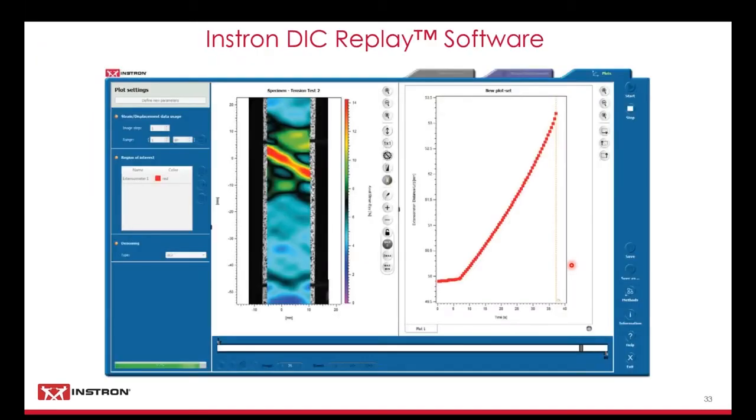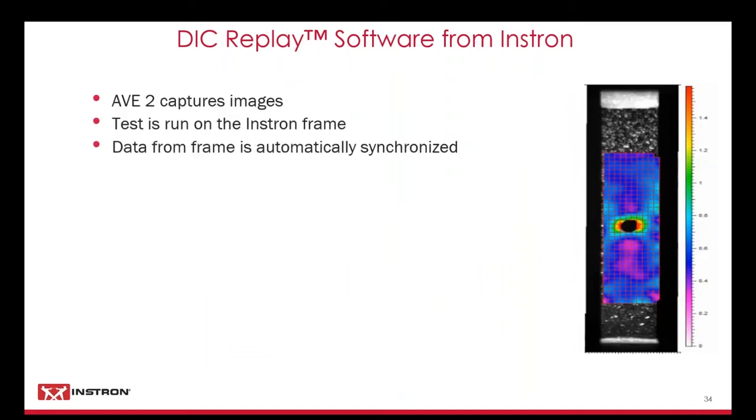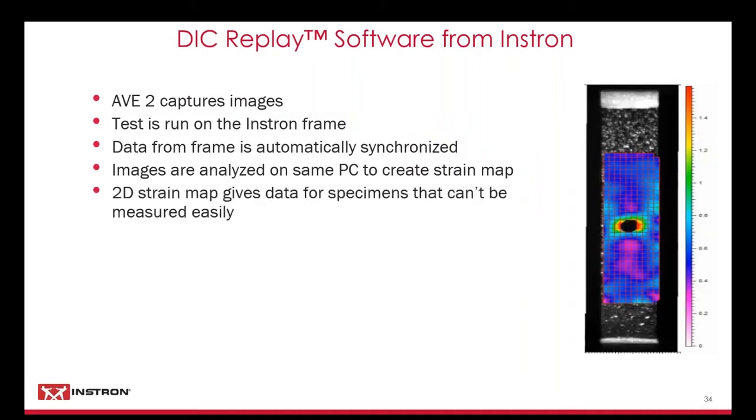So that brings us to the Instron DIC replay software, which I'm not sure if some of you may have seen. We've had it out for 6-7 years now, or more, 8. So the idea here is that it gives you a nice little wizard to walk you through from images to actually getting data from a strain map. And I'll probably reiterate some things that I've already said, but the AVE2 will capture the images. The test is run on an Instron frame, so the data from the frame is automatically synchronized. The images are analyzed on the same PC to create the strain map.